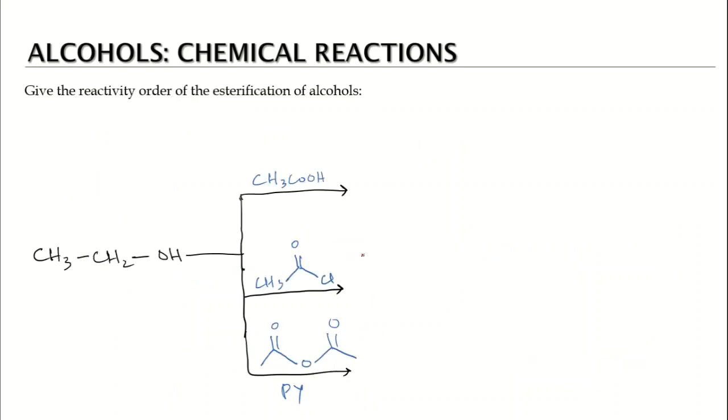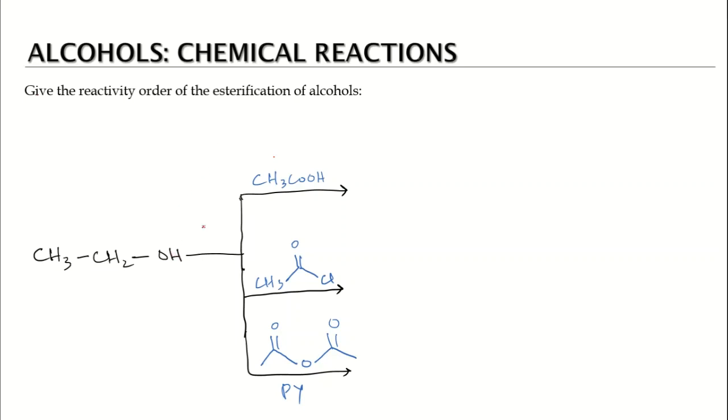Now let's take another example. Here we have been given a substrate, and this is an alcohol. We are reacting this alcohol with 3 types of reagents. If we recognize these reagents, this is a carboxylic acid, this is an acid chloride, and this is an acid anhydride. So what type of reaction is this? This is the esterification reaction, as we have already discussed, the esterification of alcohols.